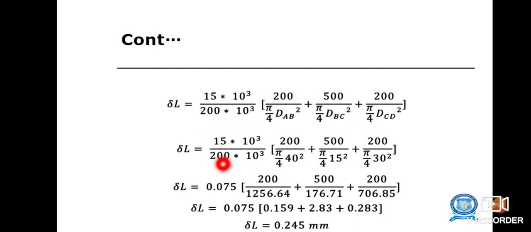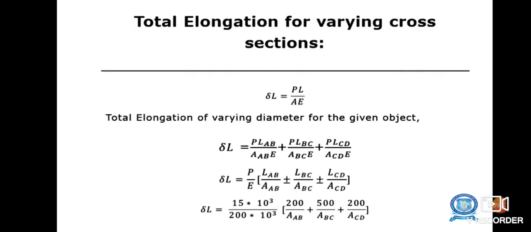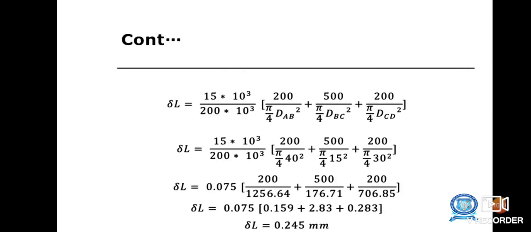So you can simplify all the values. We got del L is equal to 0.075 into 0.159 plus 2.83 plus 0.283. Simplifying these values, you get the change in length del L equal to 0.245 millimeter. So the unit is millimeter. So we found the total elongation: change in length del L is equal to 0.245 mm.